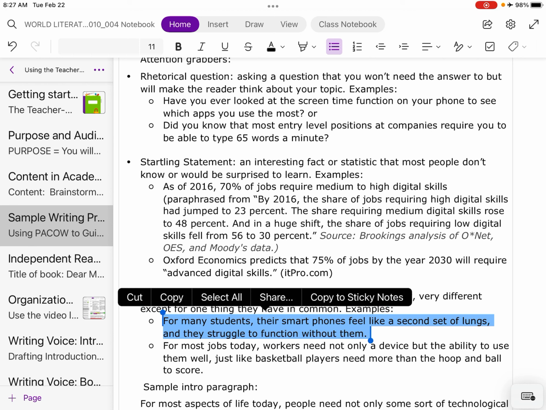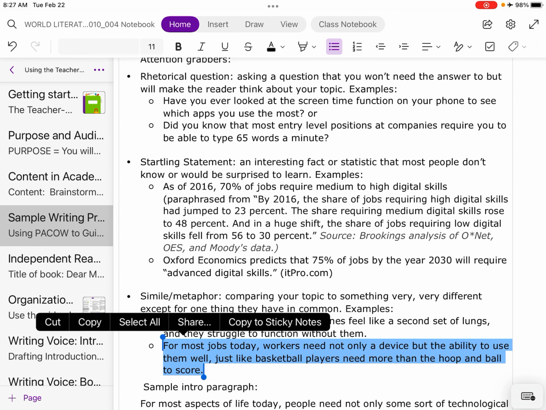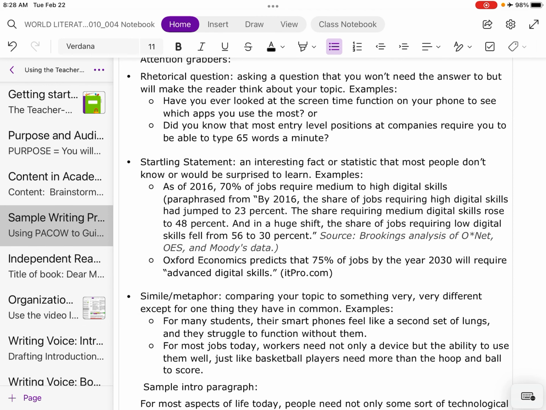For many students, their smartphones feel like a second set of lungs, and they struggle to function without them. So I'm comparing lungs to their phones. And then the next one I did, for most jobs today, workers need not only a device, but the ability to use them well. Just like basketball players need more than the hoop and ball to score. So that's another one where I'm comparing basketball to using technology, which is the one I chose to develop further.